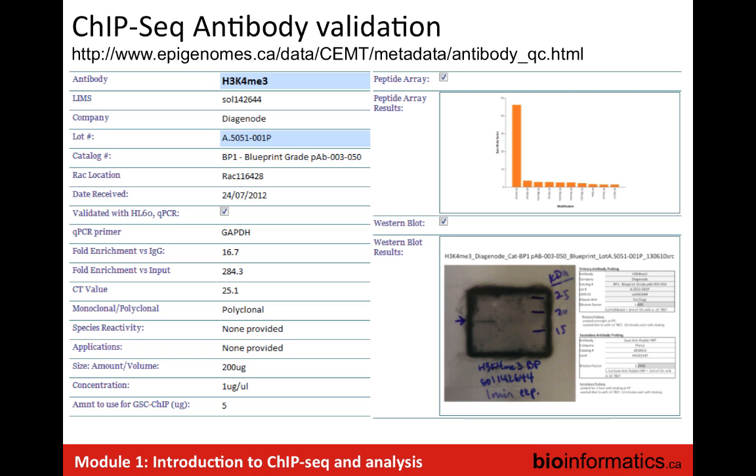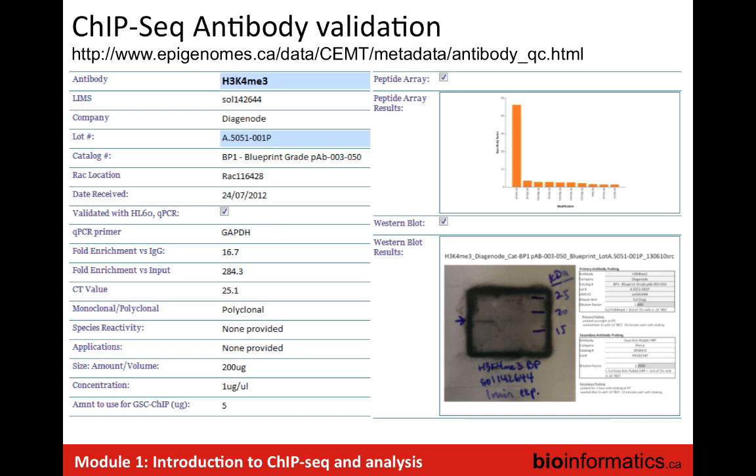Okay, any other questions? If not, I'll move on. So this is the validation that we do. This is published. We validate both the catalog number and the lot. This is a particular antibody that made it through the pipeline, but many antibodies from Diagenode do not. Again, I'm happy to discuss that.